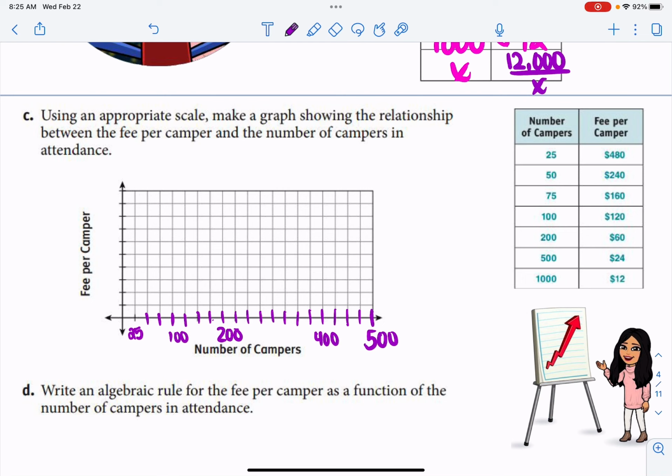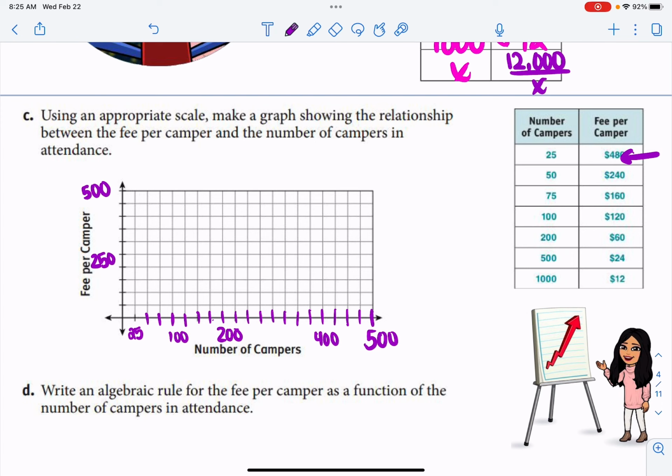And then for the fee per camper, I would want to go from 12 to basically 500 would be the highest amount. So let's say I was going up by 50s. Like 50, 100, 150, 200, 250 would be here. And then 300, 350, 400, 450, and then 500. And then applying those points, I would have a graph that looks like this.